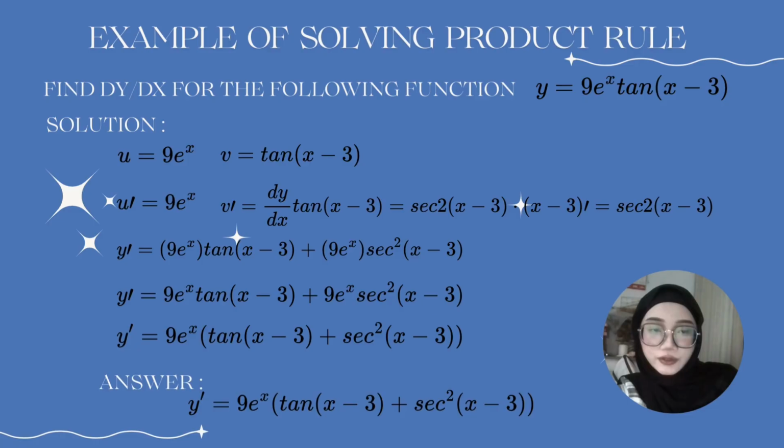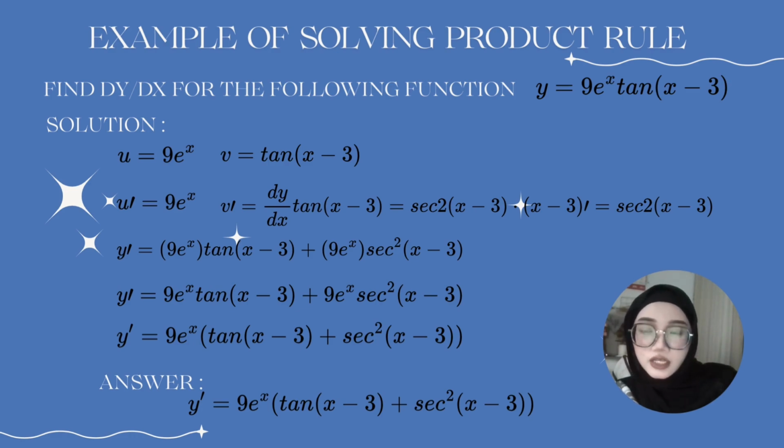For next, we're going to question 2a. For this question, we want to differentiate the function y equals 9e to the power of x multiplied by tan of x minus 3. This is a product of two expressions, so I will use the product rule. First, I identify the two parts: I let u equals 9e to the power of x and v equals tan of x minus 3.